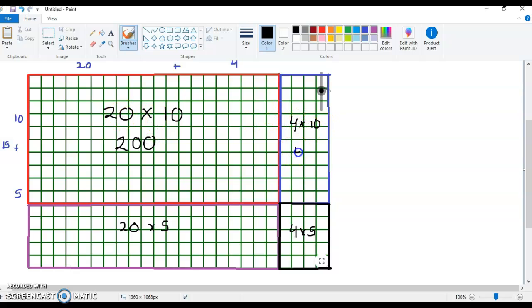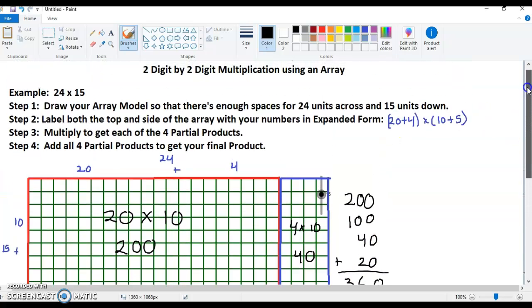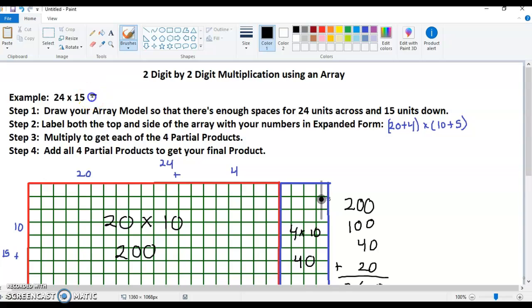This one is 4 times 10, so you have an area of 40. You have 20 times 5, which is 100: 20, 40, 60, 80, 100. And you have 4 times 5, which is 20. Now you can just take all of those partial products, the 200, the 100, the 40, and the 20, and add them together. So you have 0, you have 6, and 3. So we started with 24 times 15, and that's going to be, I believe, 360.